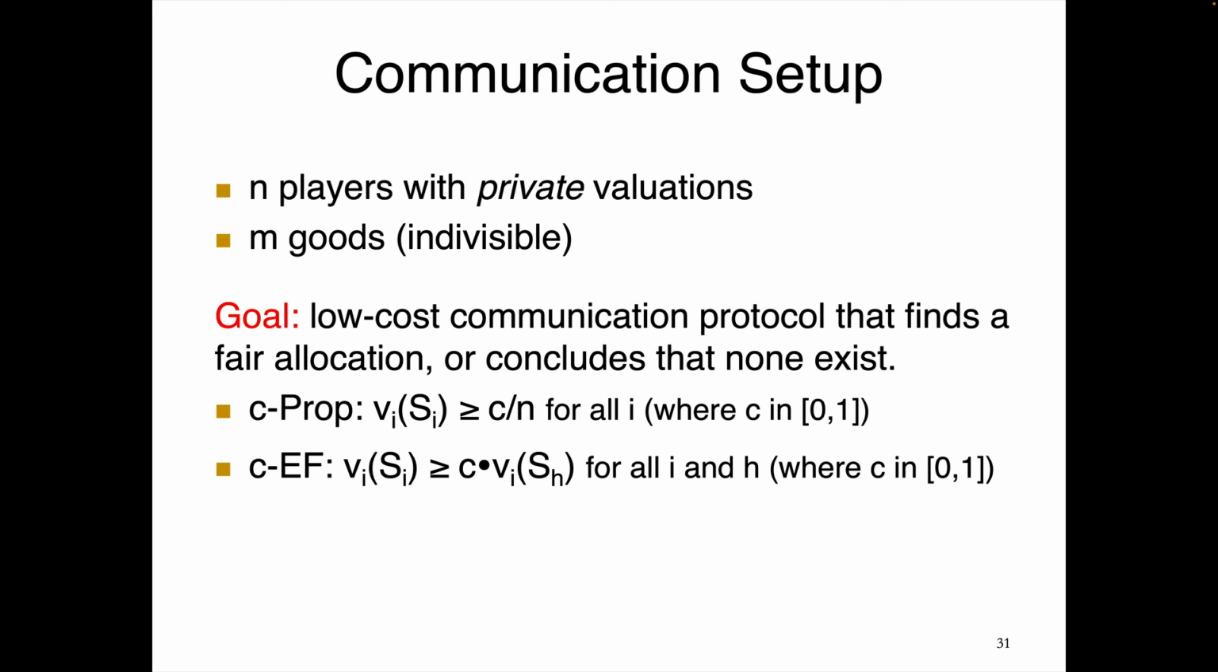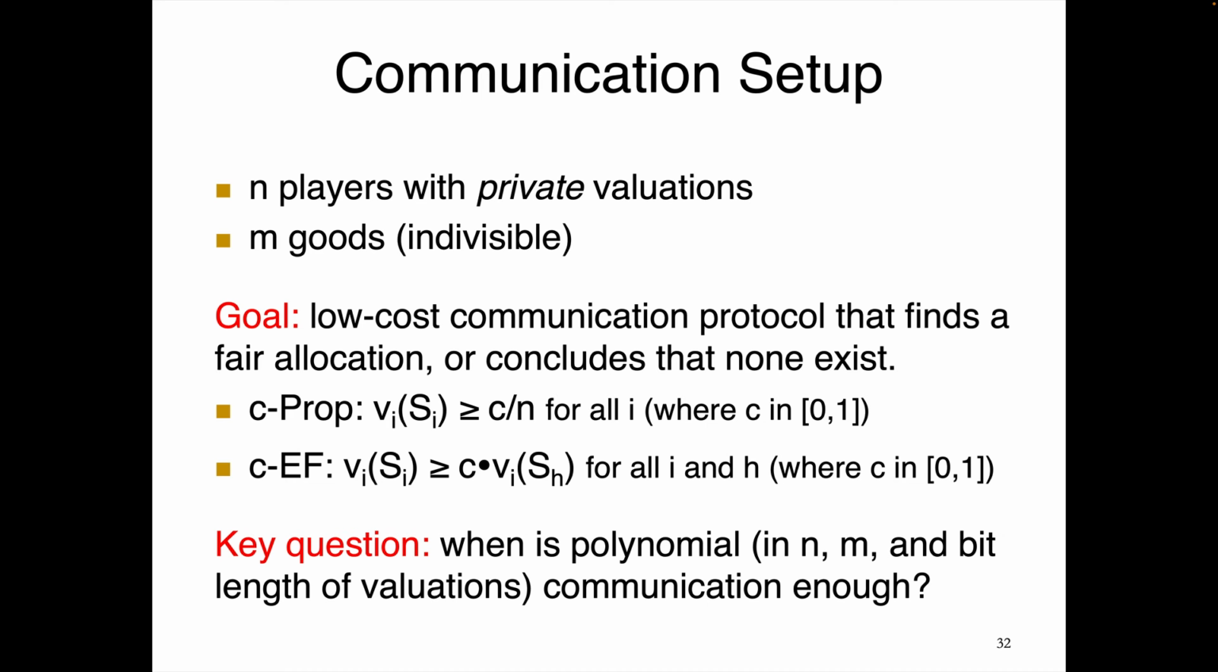We know that these are not guaranteed to exist, even when we have one item. But it's still interesting to ask, can you detect when they exist? And when they exist, can you compute one? That will be the computational problems that we look at. And as usual with communication complexity, the question will be, do you need an exponential amount of communication? It would be exponential here in the number of items m. Or is polynomial communication sufficient?